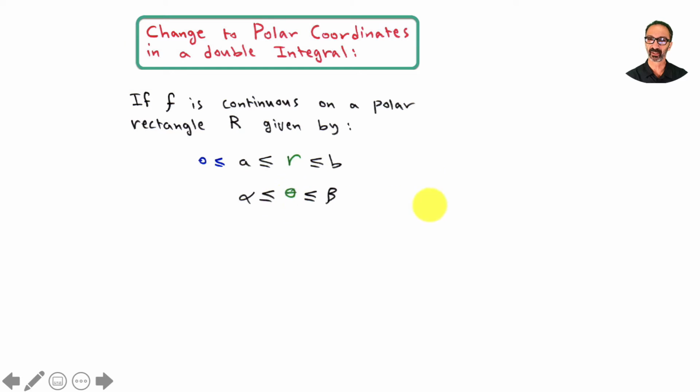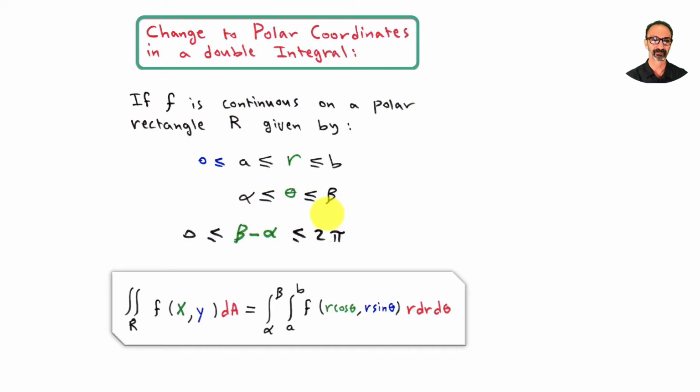And theta goes from alpha to beta, where beta minus alpha should be between 0 and 2 pi, including 0 and 2 pi, of course. You can't go like 4 pi and 7 pi to cover the whole thing. You go around one time only without repeating.